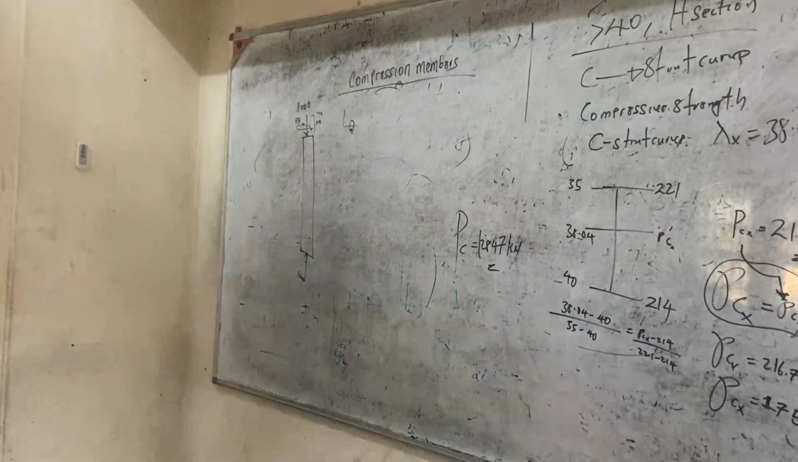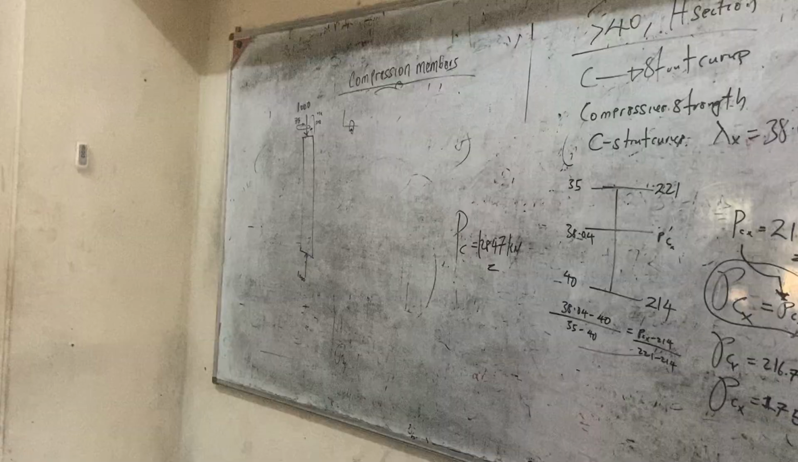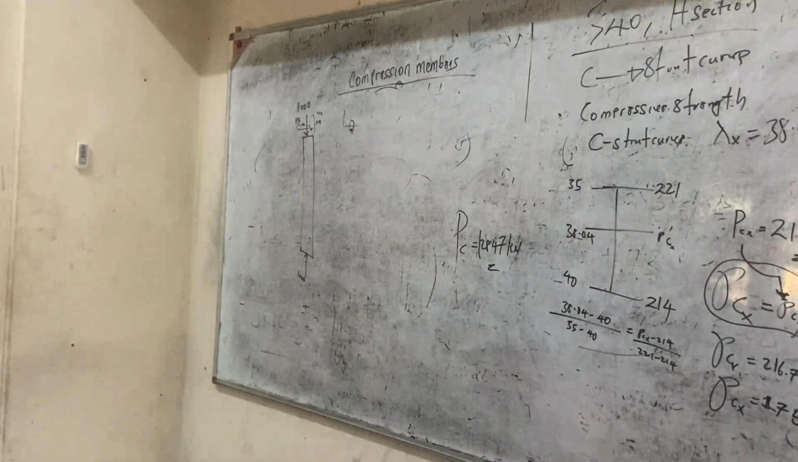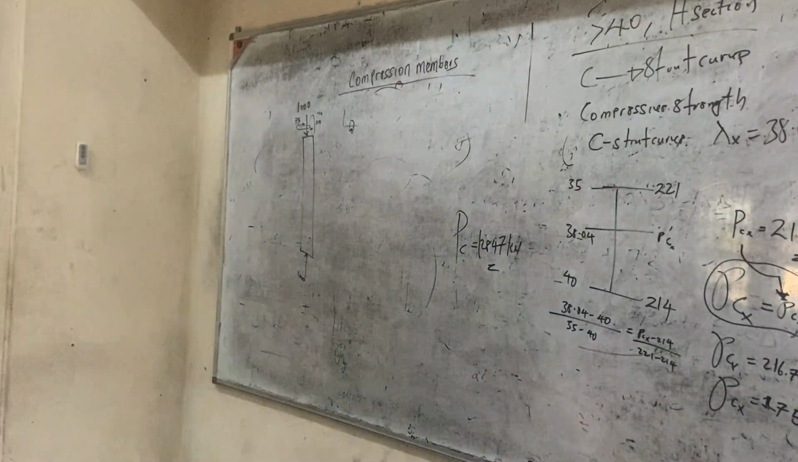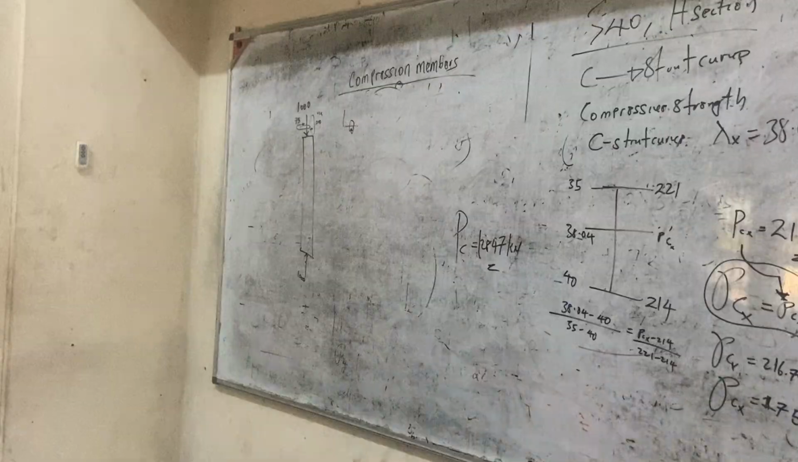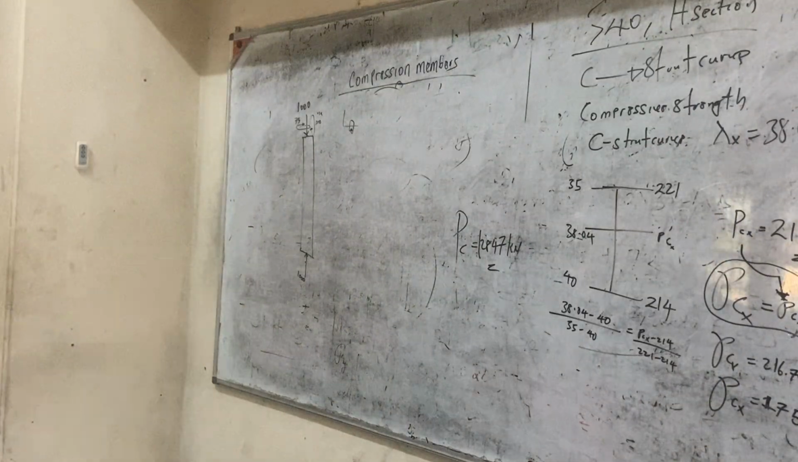So, let's move to page 98, section 4.8.3.1. When we are having a compression member with axial load and moments, I hope you are writing, we'll be having two checks according to the code.